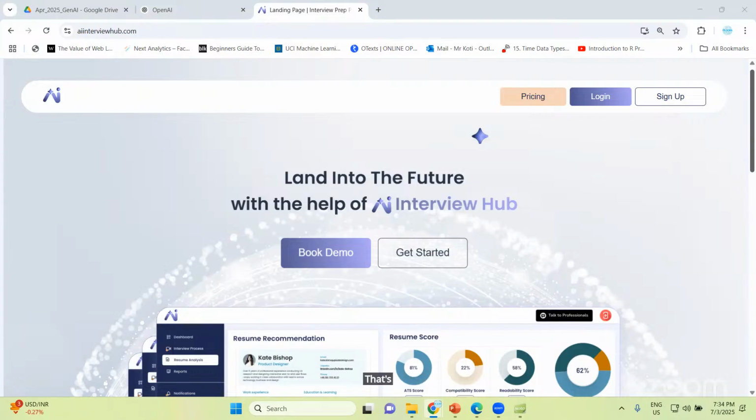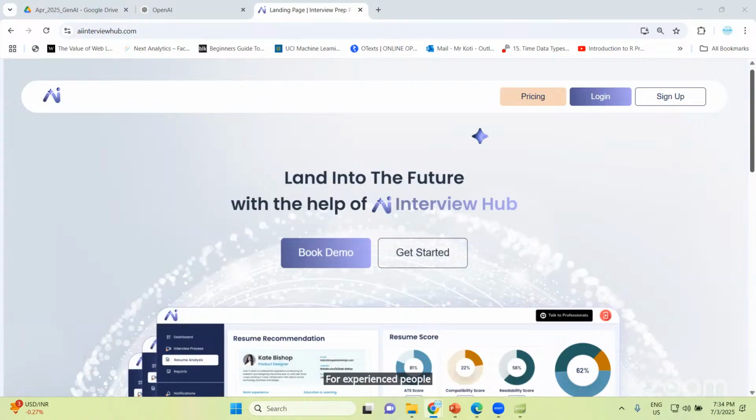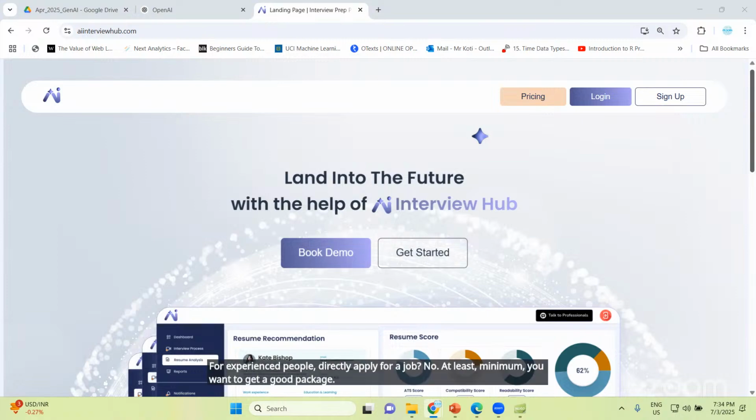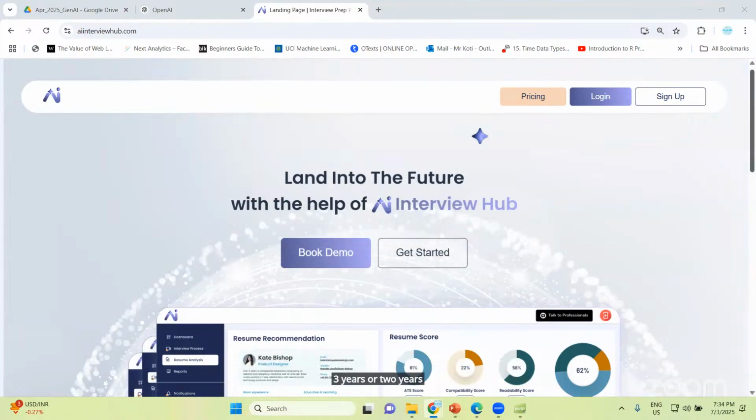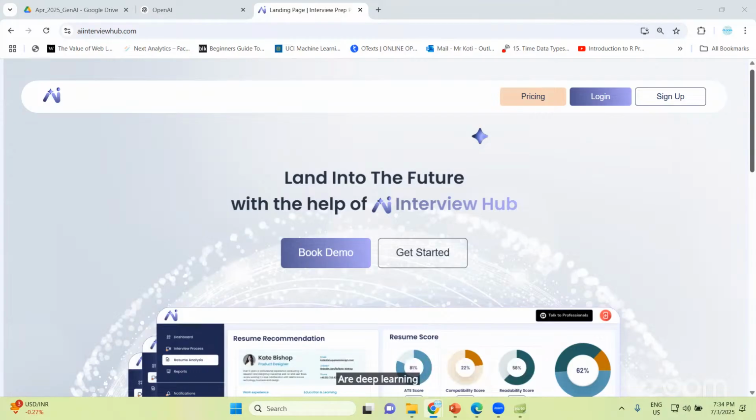That is how you need to go: first do some projects, intern, do projects, learn the subject, then apply for a job. I'm working with XYZ company, I've done these projects, showcase that, and apply for a job. You will get a job. For experienced people, directly applying for a job, no. To get a good package, you want at least 2 or 3 years. Even 1.5 years, showcase that for the last 1.5 years I'm working in Gen AI or deep learning, and then apply; you will get a good hike as well as a good salary.